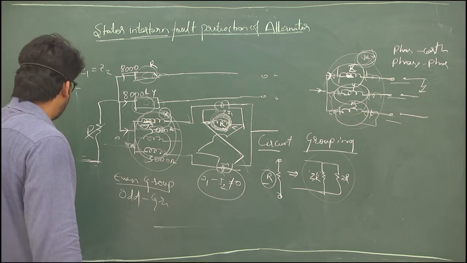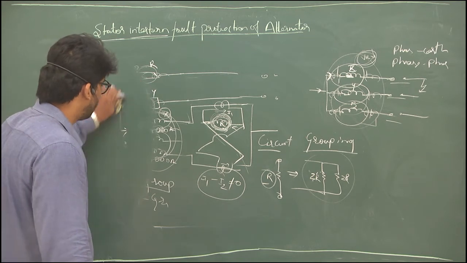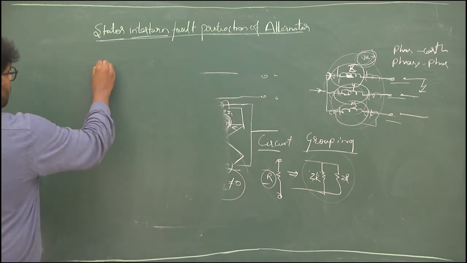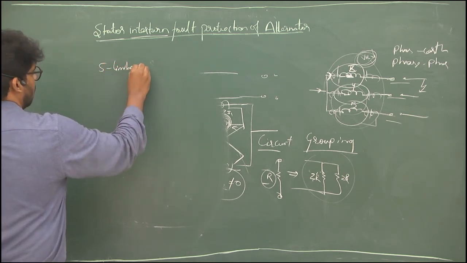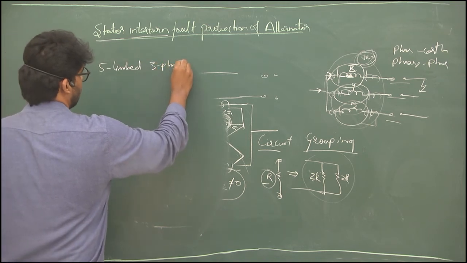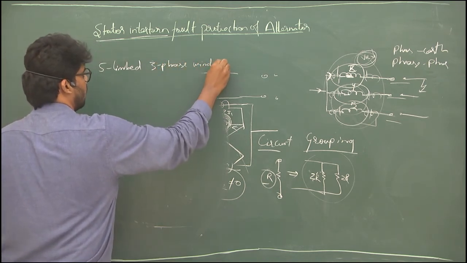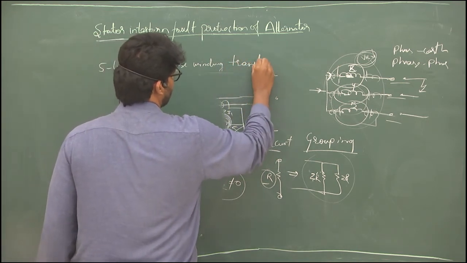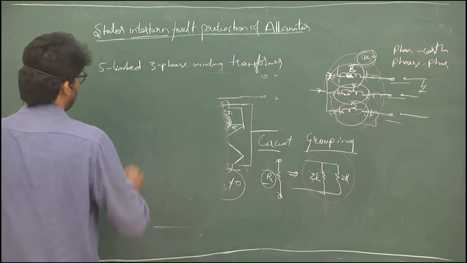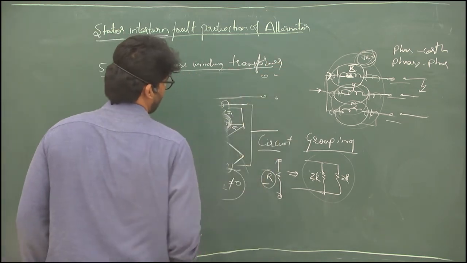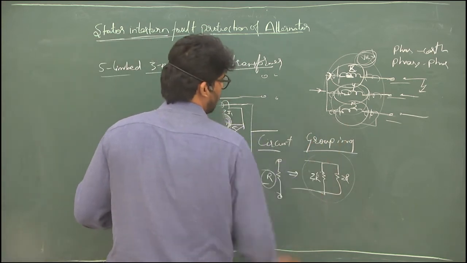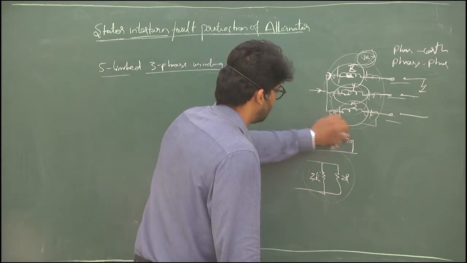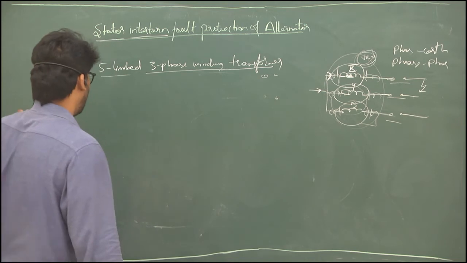If there is no possibility of grouping, we'll go to another section. That is, we'll go to the 5-limbed 3-phase winding protection. A 5-limbed 3-phase winding transformer will be kept for protection. So why is this transformer utilized here? What is the reason for using a 5-limbed 3-phase winding transformer? Where there is no possibility of grouping, we'll go to only one phase. For that phase, how we will connect the relay section, I'll explain now.